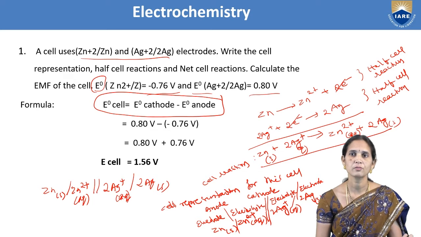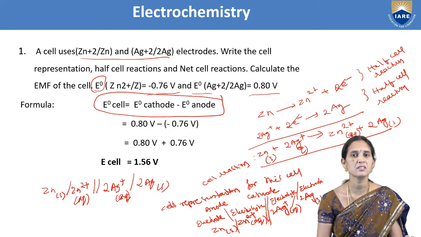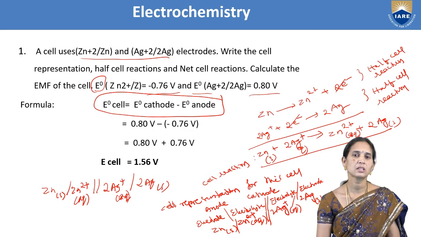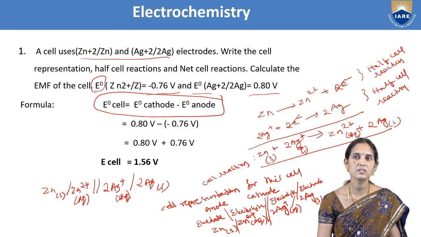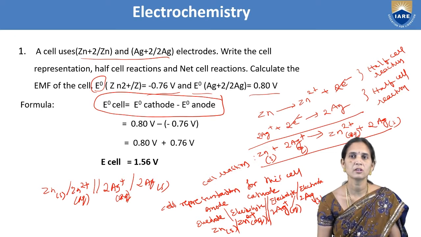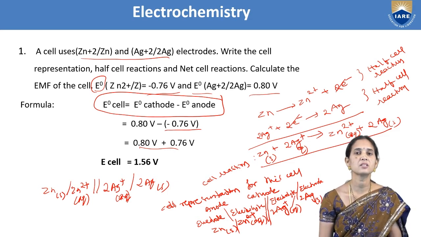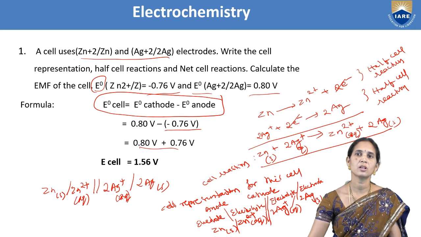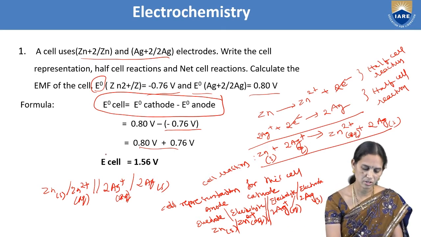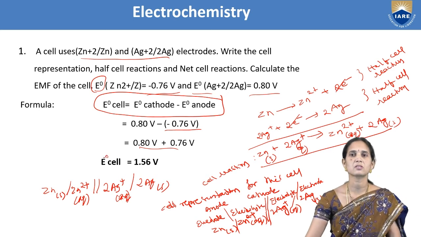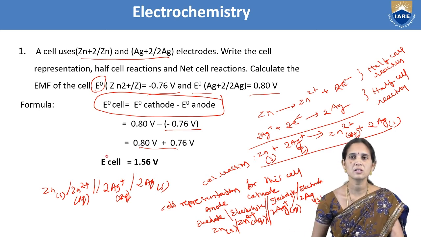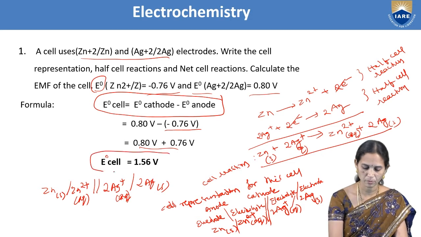So we write 0.80 volt minus the anode value. The anode is the zinc electrode, and its electrode potential is minus 0.76 volt. So we can write 0.80 volt plus 0.76 volt, and we get the answer 1.56 volt. So the EMF of the cell, E0 cell, is 1.56 volt for this problem.